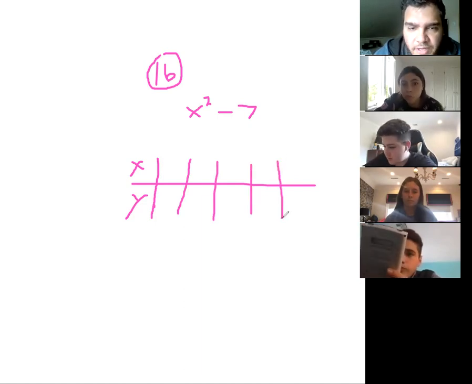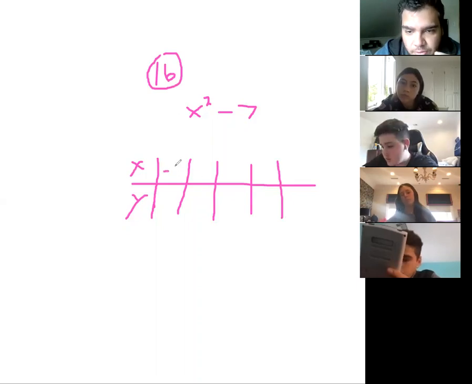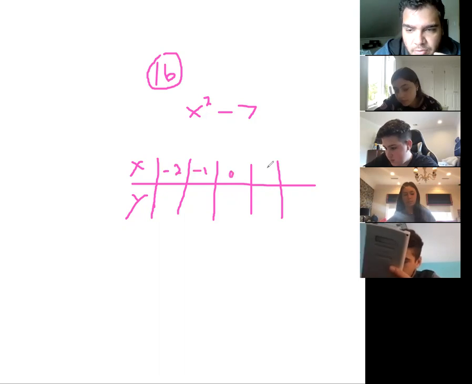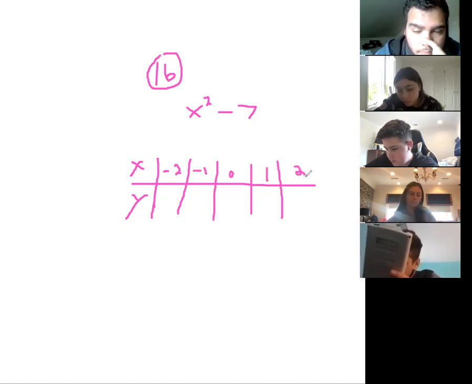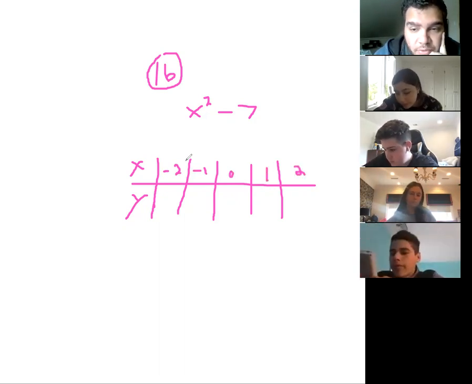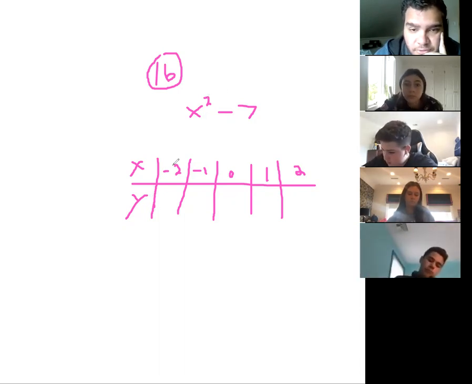For this section, our domain is always -2 to 2. So it's going to be -2, -1, 0, 1, 2. So what we're going to do is plug in -2 into here and solve for each value. So -2, then -1, then 0, then 1, and 2.